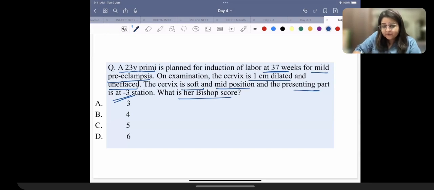So let's see the Bishop score. First of all, the dilatation. The dilatation is 1 centimeter. 1 centimeter gets a score of 1. Uneffaced gets a score of 0. Then soft gets a score of 2. Mid position gets a score of 1. And the presenting part at -3 station gets a score of 0. Am I right or am I wrong?